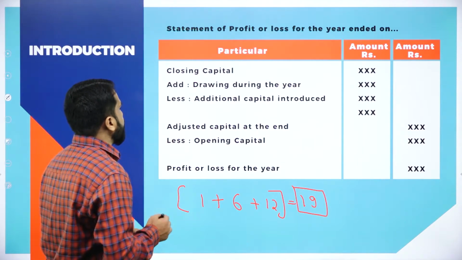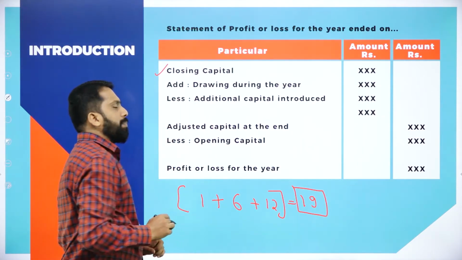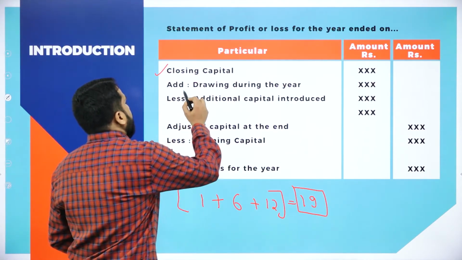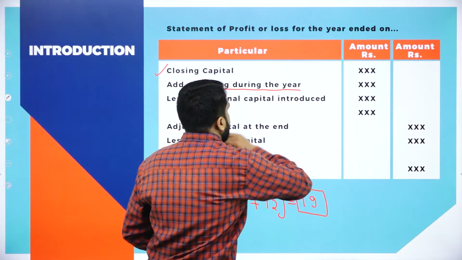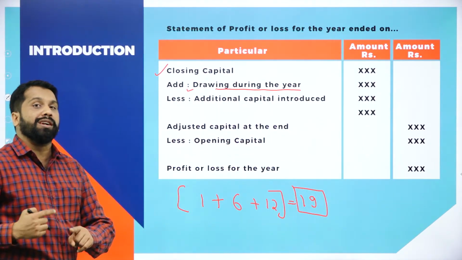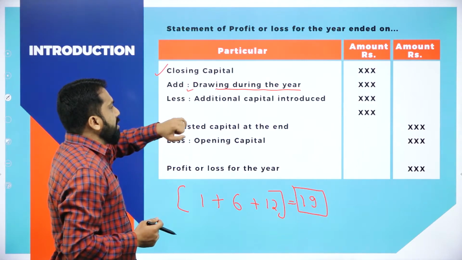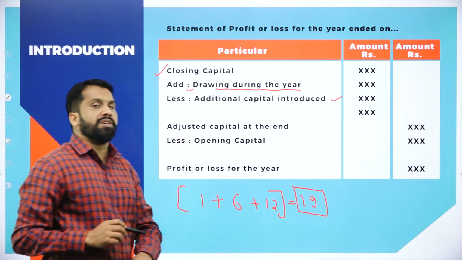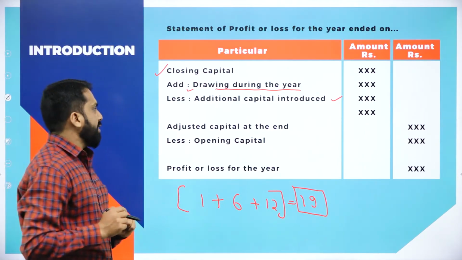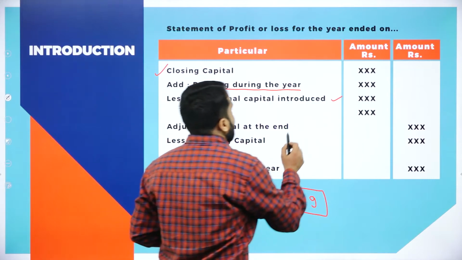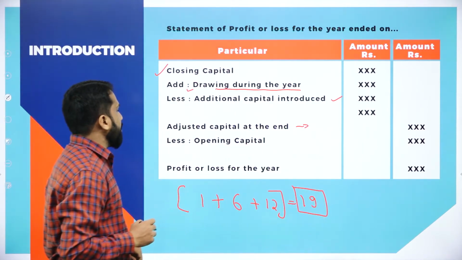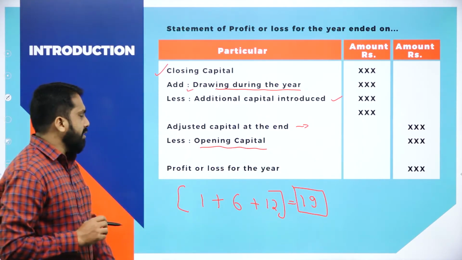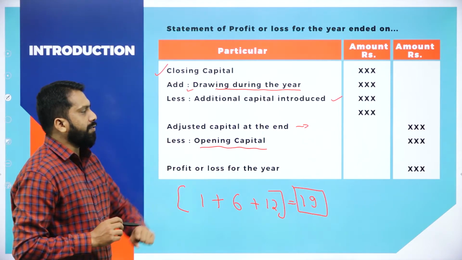So, a simple procedure: you should take the closing capital. To the capital, you should add two things. What are those? Drawings during the year. If there are any drawings, you should add them. After adding drawings, you will get the additional capital introduced, which you have to subtract. After that, you will get the adjusted closing capital. From that, you have to subtract the opening capital. Finally, you will get the profit or loss for the year.